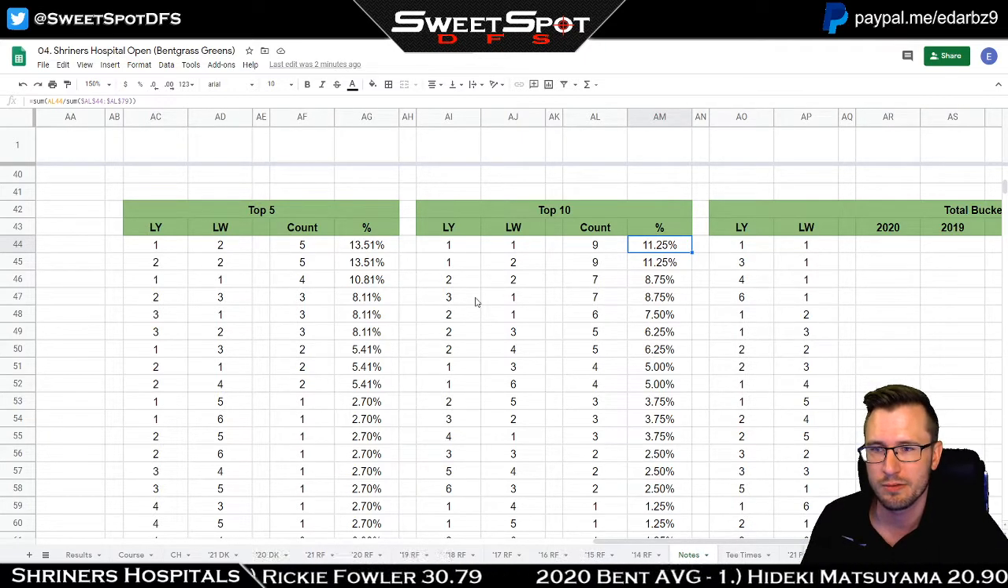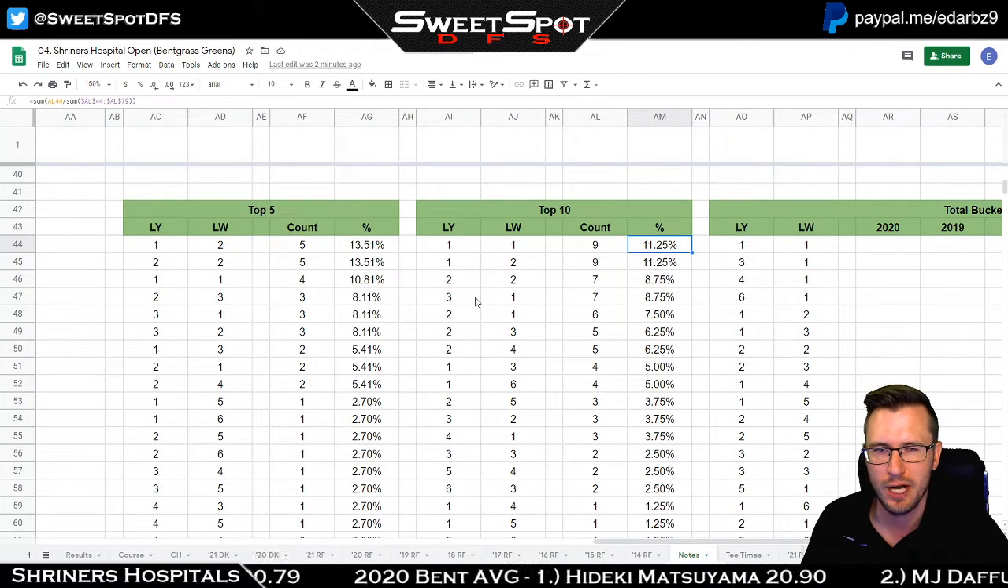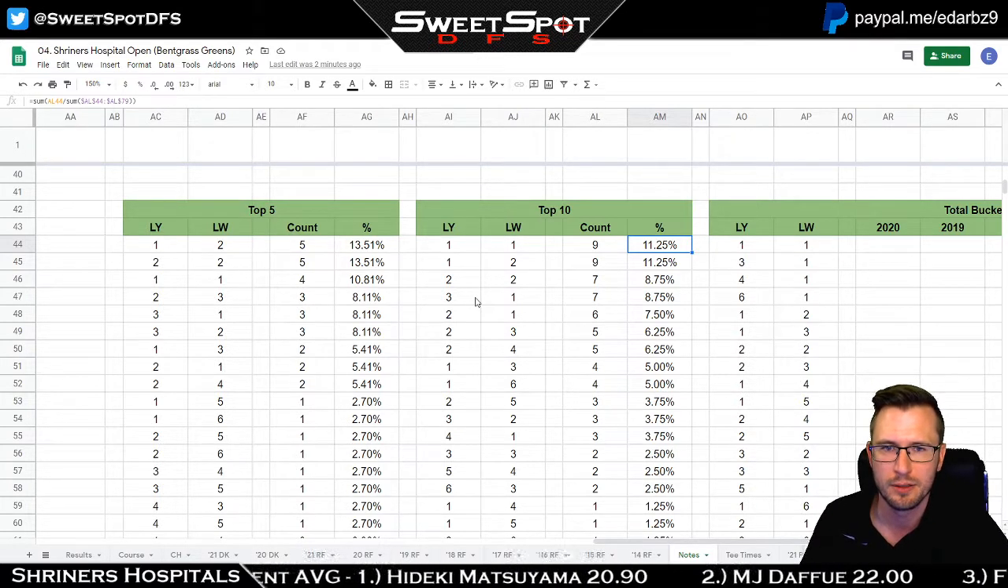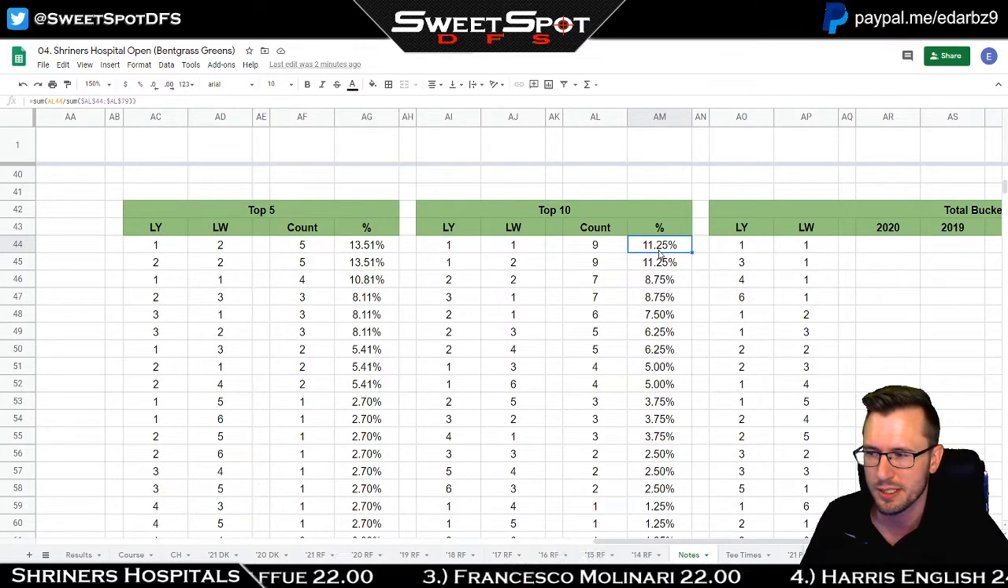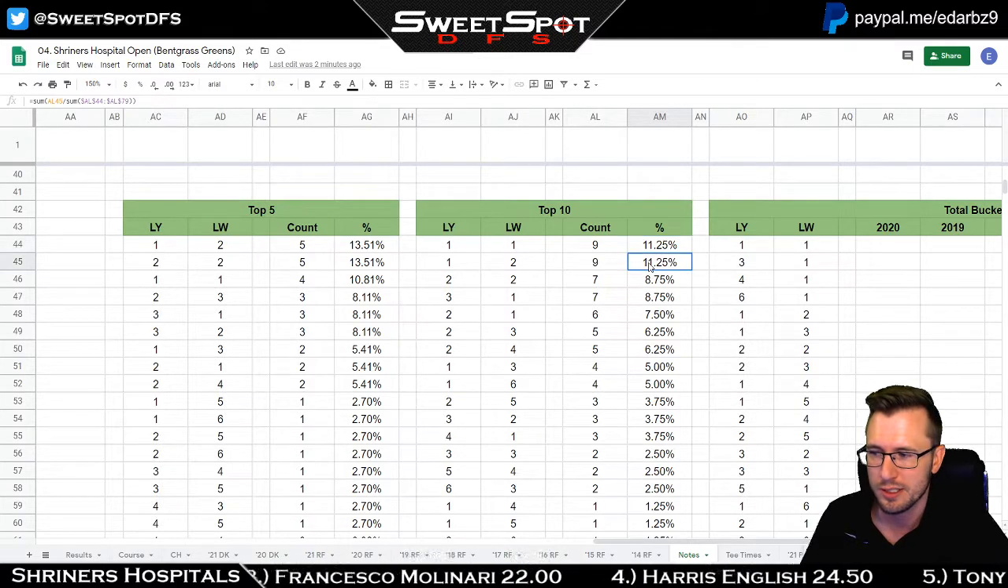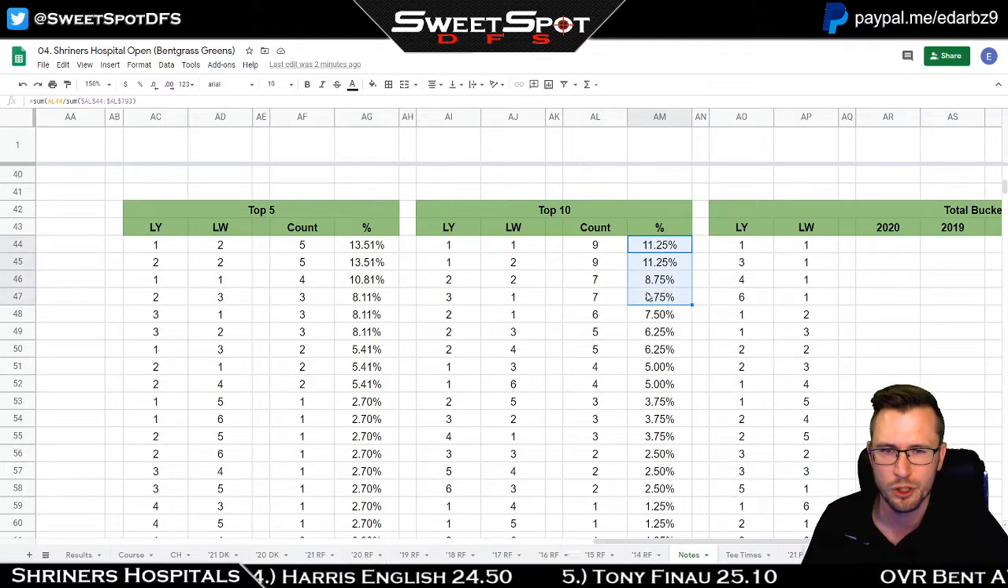You might think to yourself, well, why 11.25? It's just a safe number. But if you think it's going to happen, and if you play, say 10 lineups, play it in 100%. Because this number is obviously fairly high. So is this number. I mean, I think any of these numbers up here, you could choose.